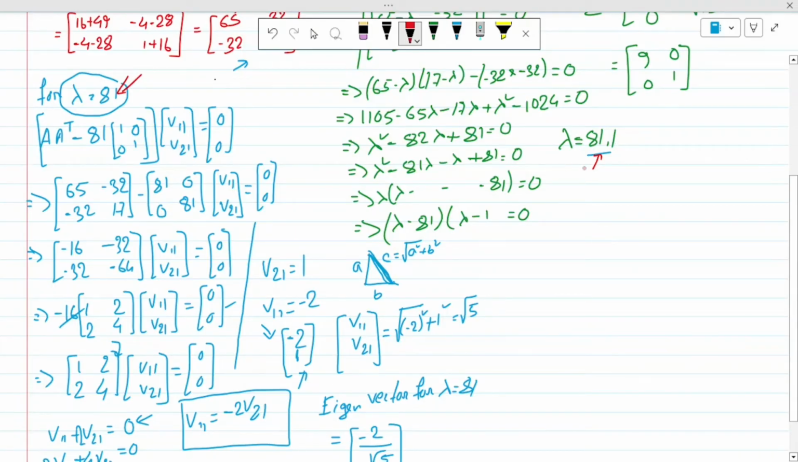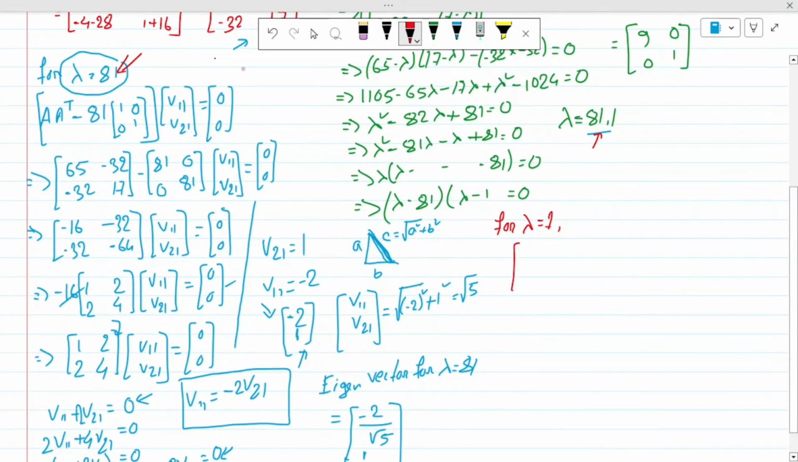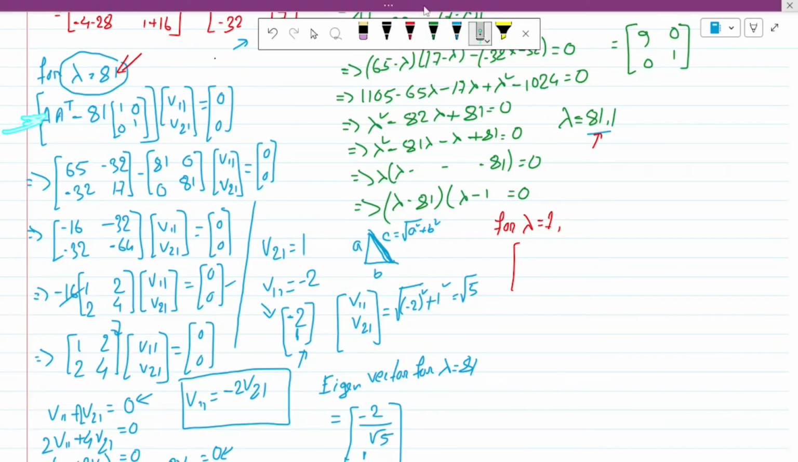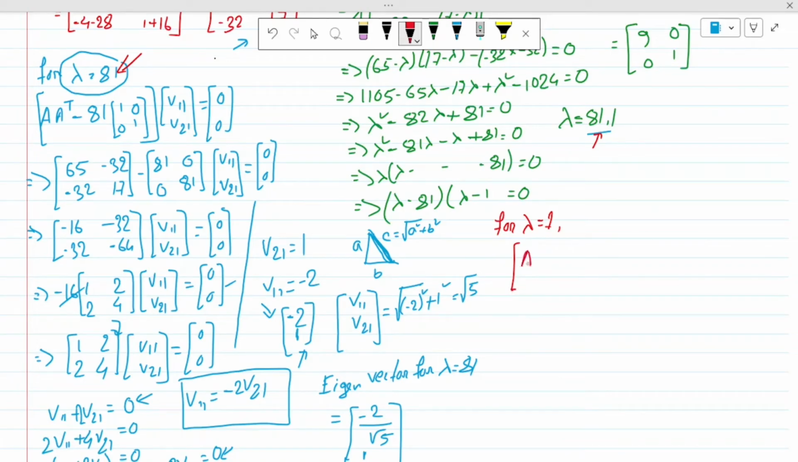So let's do it. Now for lambda equal to 1, what is the value? The same equation, the same expression that we used, we'll use now also. So it will be AA transpose minus 1 lambda. This time it is minus 1I into, here it was v11 and v21, so now here it will be v12 and v22, equal to again the 0 matrix.